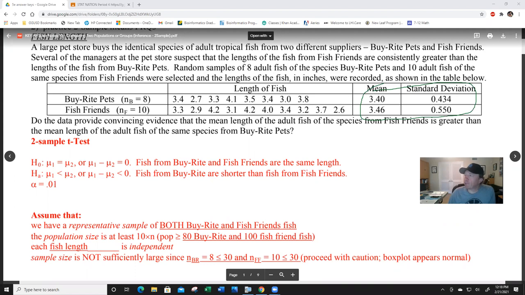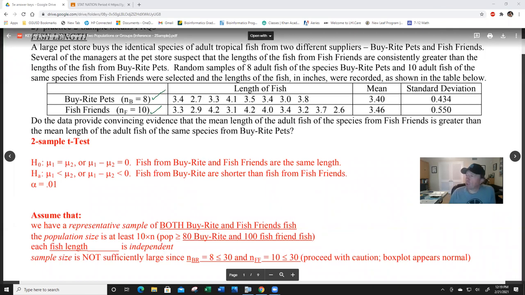So first of all, you're gonna ask yourself, is this a mean or a proportion concept? Well, we're talking about lengths here, so it's a mean. Is it one sample or two? Well, these are two different samples, okay? One is size 8 and one is size 10. By the way, if the sample sizes are different, it would have to be a two sample test because they can't be paired up anyways, okay? So this is definitely a two sample test.